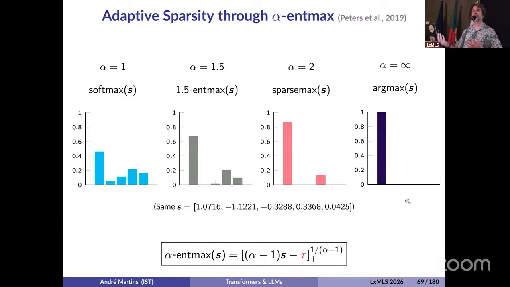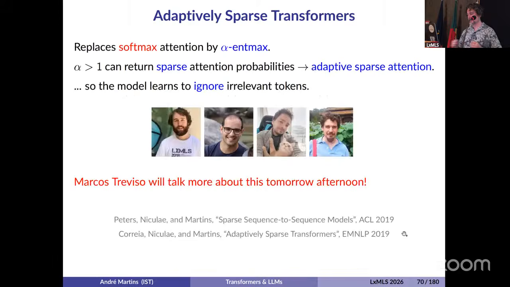And because it can be sparse, when we plug it into an attention mechanism, it means that it can ignore some tokens, right? And you can exploit that to make things more efficient. So don't worry about this expression. This is something that Marcos is going to explain in more detail. So we did that a long time ago in 2019. This was our first attempt to replace softmax attention by this alpha-entmax attention to get something that is adaptively sparse.